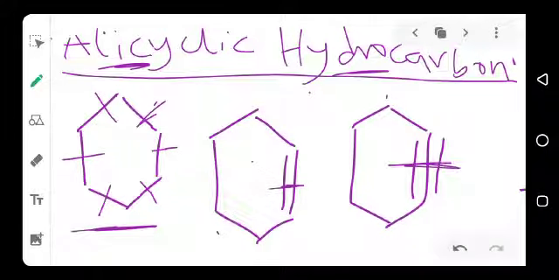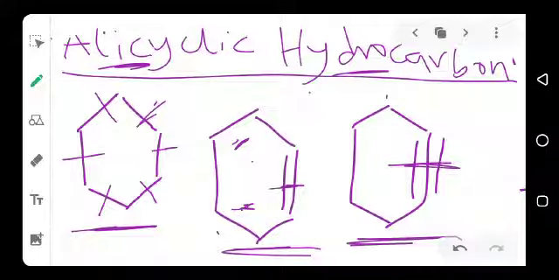Now take note, look at this one that has a double bond. You see that there's no double bond this side and there's no double bond this side, so it is not alternating. Because of that, it is still alicyclic hydrocarbon and not aromatic hydrocarbon. But if the double bond is alternating, then we say that this one is aromatic hydrocarbon. Okay, so these are the three alicyclic hydrocarbon groups that we have.